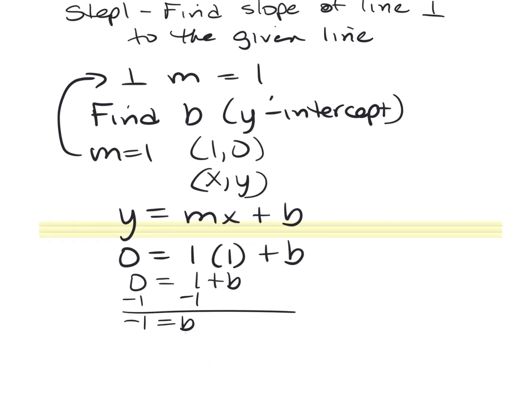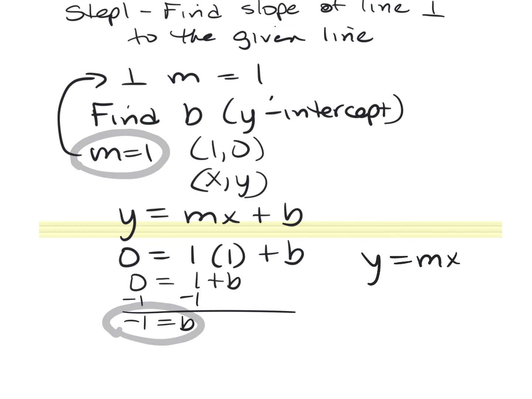So I'm going to use the b and the slope. Y equals mx plus b. Replace the m. Replace the b. I don't need to really put a 1 in front of the x. It's assumed, but you can put it there if you need to.